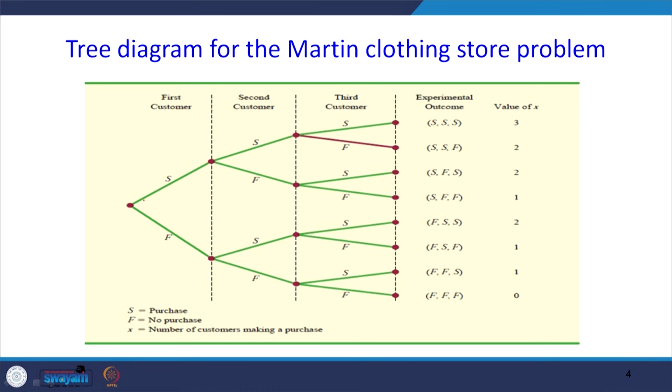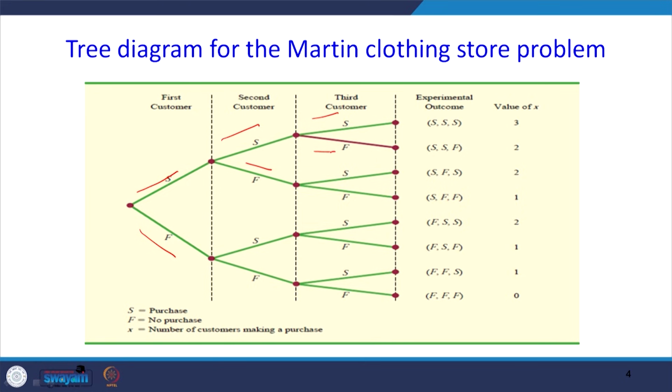That problem is drawn in the form of a tree diagram. The first customer, second customer, third customer. When the first customer comes, there are 2 possibilities. He can go for purchase or not purchase. Purchase is mentioned as yes, success; not purchase is failure. The second customer also may go for purchase or not purchase. Third customer, purchase, not purchase.